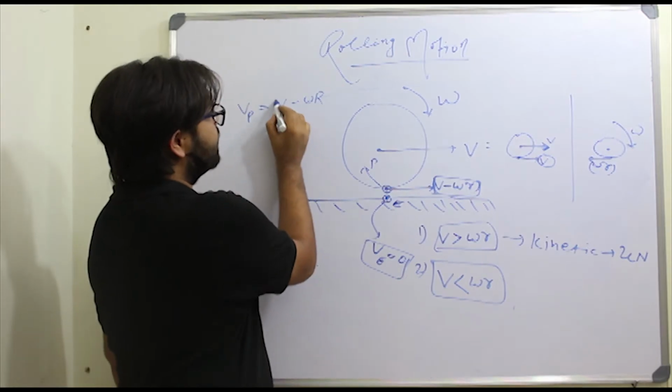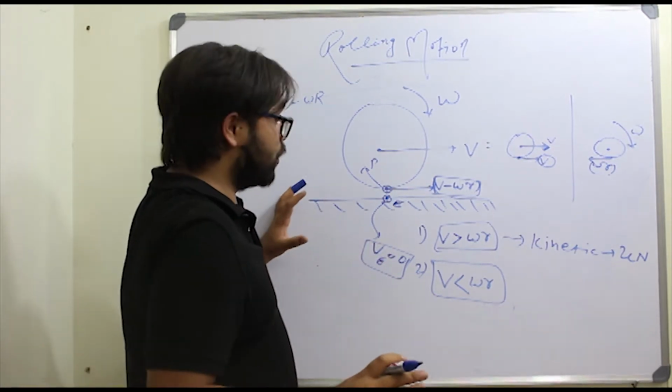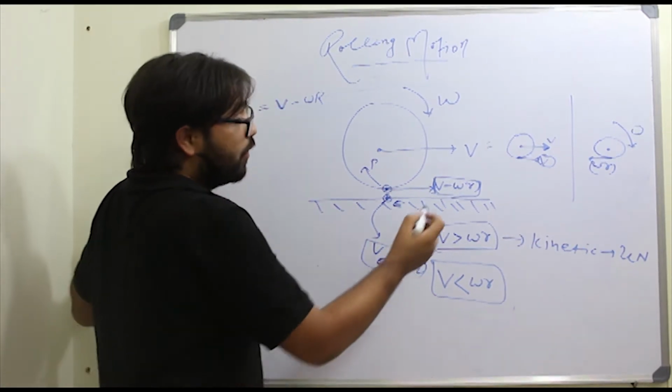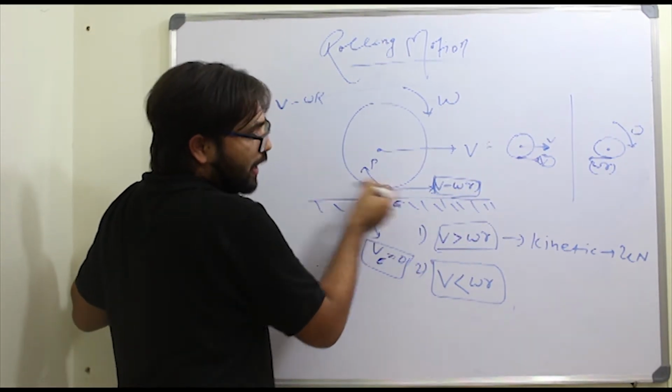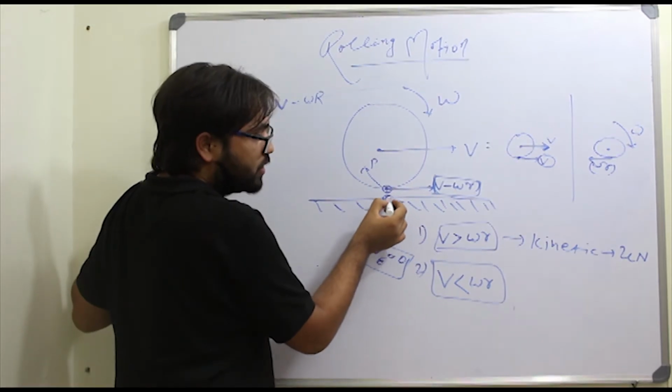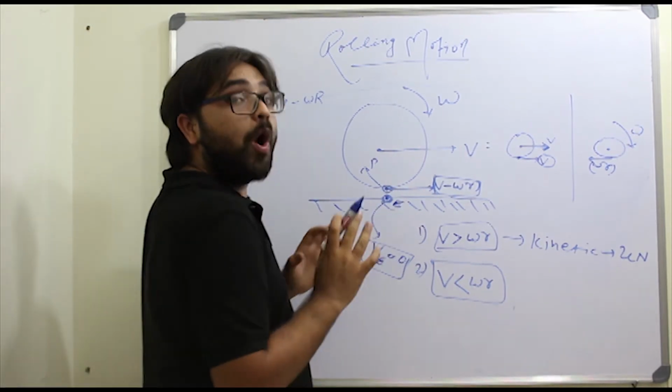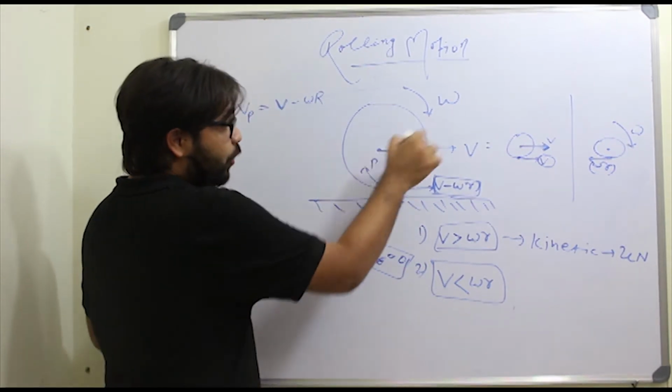So Vp will, if V is less than omega r, Vp will still not become 0. And if Vp is still not 0, but this whole value becomes negative, it means it is slipping in this direction. And there is slipping because this point's velocity is 0 and this point's velocity is not 0. And that's why this rolling object is slipping.